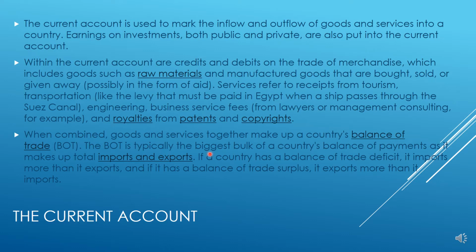Now, goods and services combined make up a country's balance of trade. The balance of trade is typically the biggest bulk of a country's balance of payments as it makes up total imports and exports. If a country has a balance of trade deficit, its imports are more than its exports, and if it has a balance of trade surplus, it means that its exports are more than its imports.